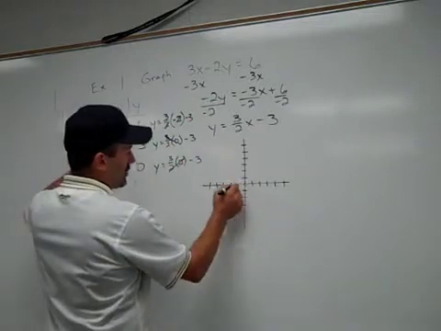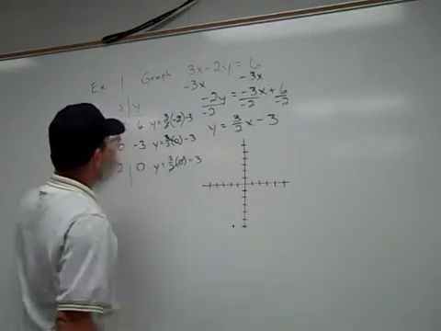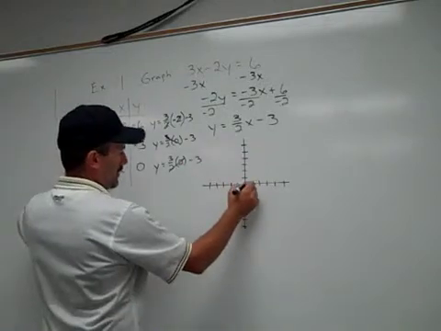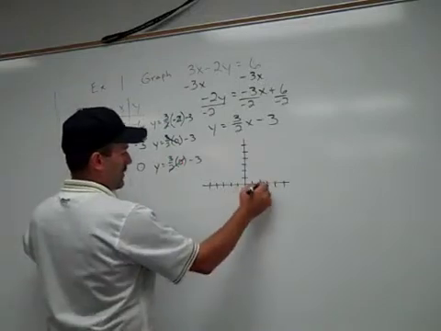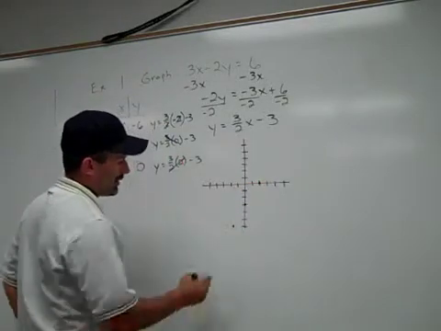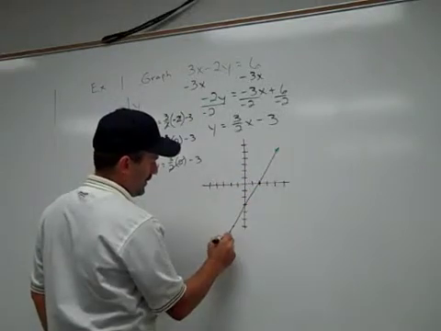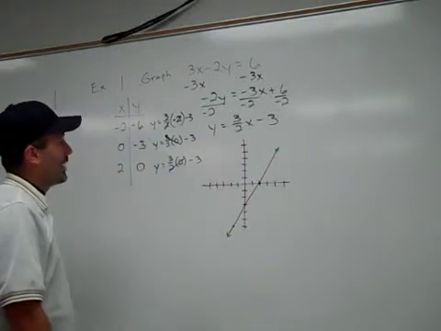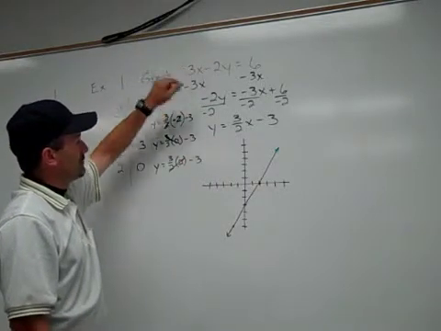First we have negative 2, comma negative 6. So negative 2, negative 6 will be down here. Then we have 0 for x, negative 3 for y, that'll be there. And finally we have 2 for x and 0 for y, and that'll be right there. As we draw this, we see that that is the graph of this equation, 3x minus 2y equals 6.